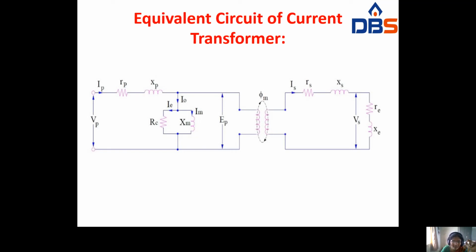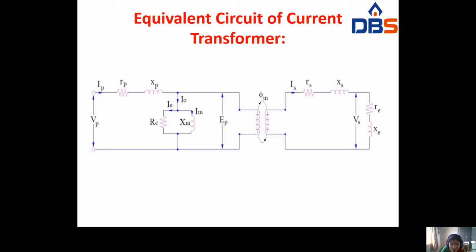This is the primary current IP. Here you have I naught, the no load current. Whenever you give any load to the current transformer, at no load condition the no load current is split into two currents: the magnetizing current IM and the core loss current IC. This has the resistance RC and this has the reactance XM. Across the primary winding, the EMF induced is assumed as EP.